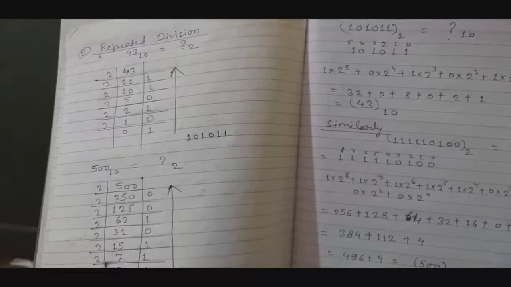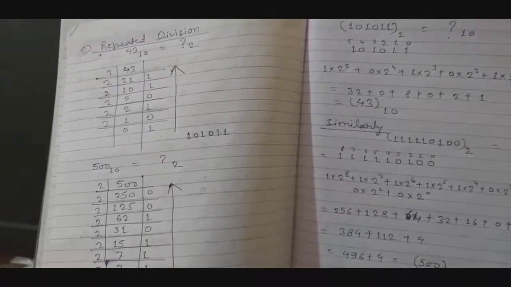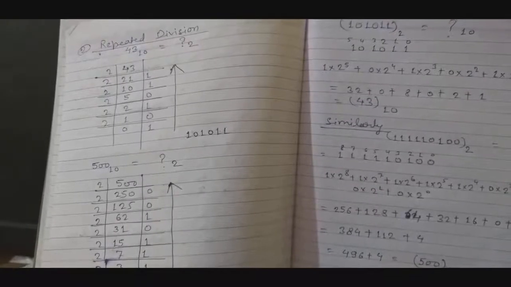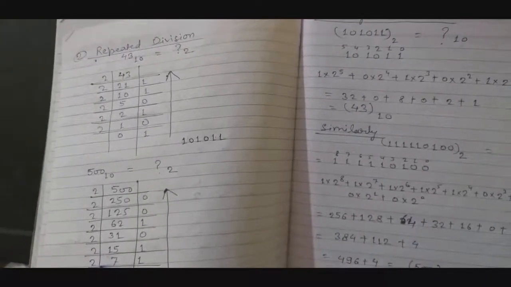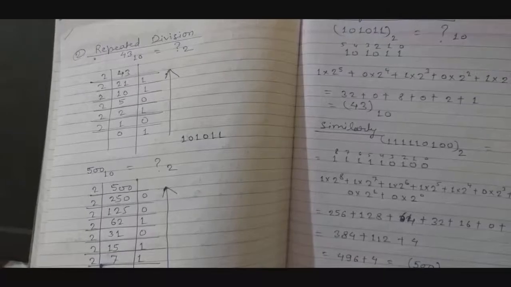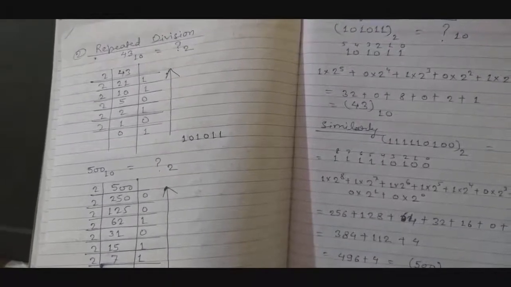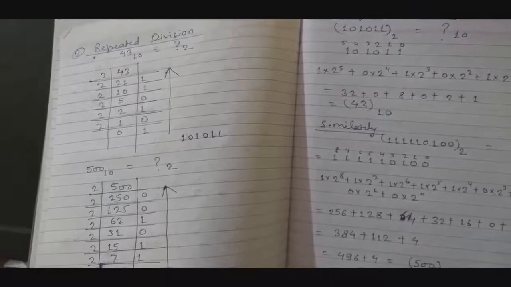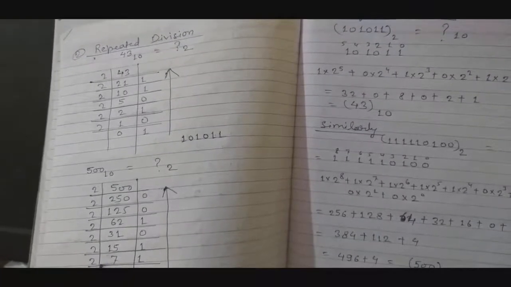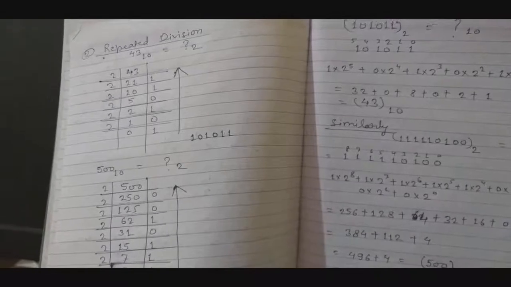Now we have to write all the remainders from bottom to top. Make it clear, we have to write all the remainders from bottom to top, and that will become the binary conversion of 43. So we write 101011. It means that after finding the remainders, we always have to write them from bottom to top. That number becomes the binary of the particular decimal number.